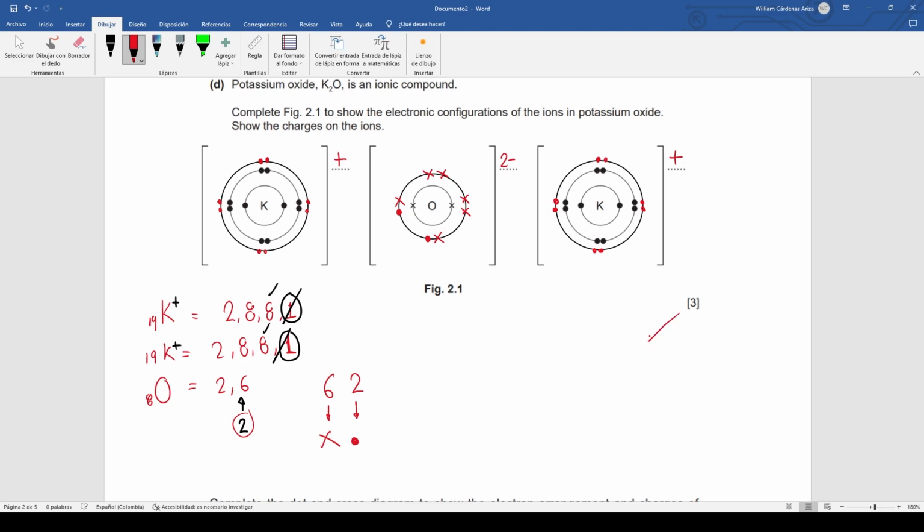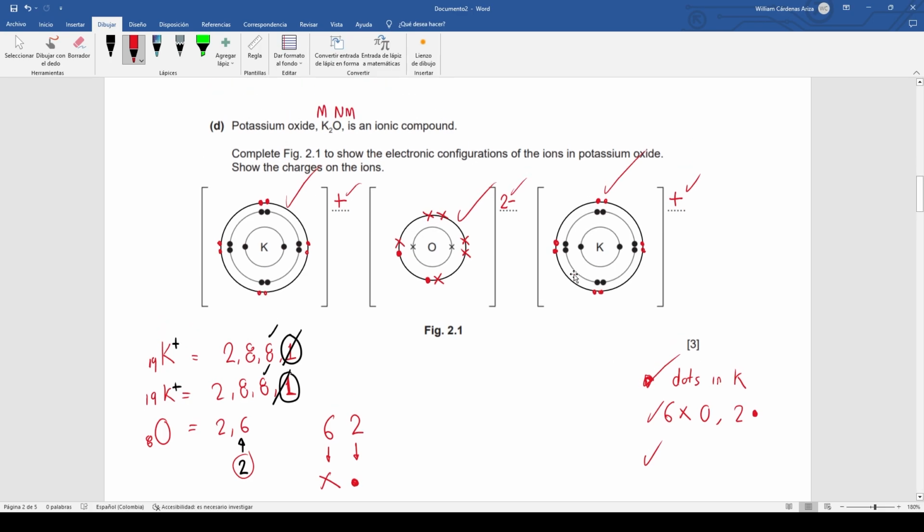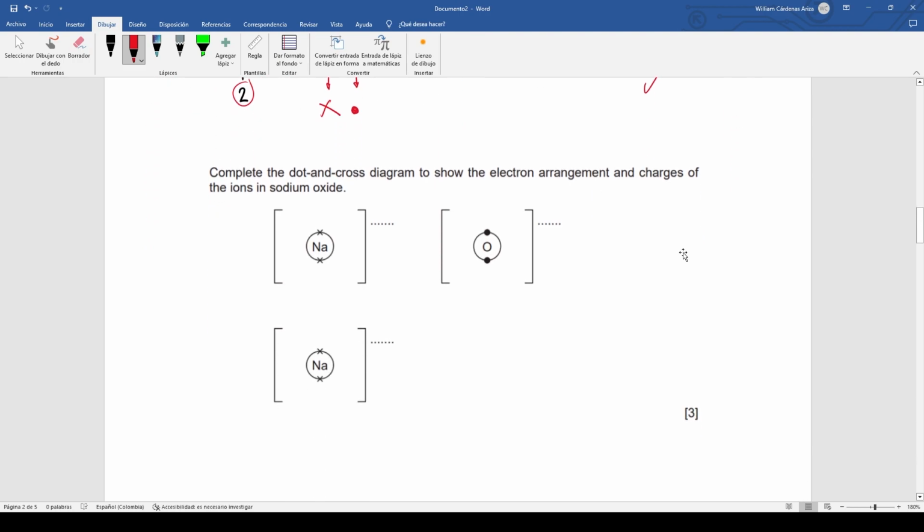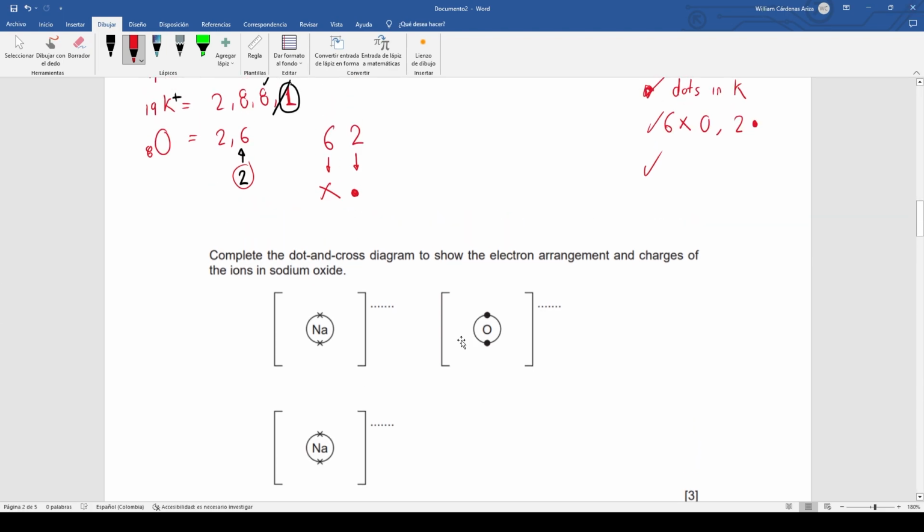Now, 3 marks here. 1 mark will be given if the potassium dots are complete. So dots in potassium. 1 mark will be given if you have 6 crosses in oxygen and 2 dots. And the other mark will be given if you have the charges correctly. Okay. Now, let's move to the last one for the ionic, and then we'll be learning a little bit about the covalent ones.